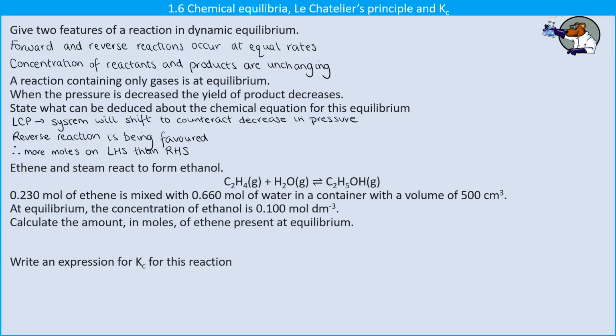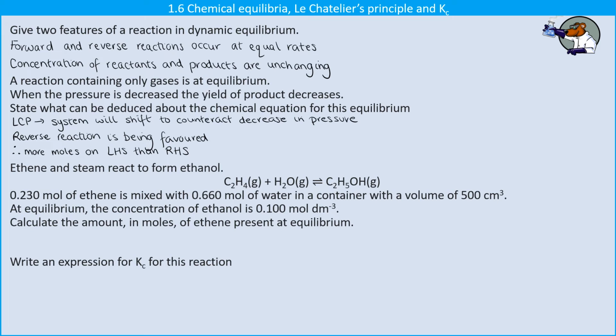Ethene and steam react to form ethanol. 0.23 moles of ethene is mixed with 0.66 moles of water in a container with a volume of 500 centimetres cubed. At equilibrium, the concentration of ethanol is 0.1 moles per decimetre cubed. So even though we're talking about gases, since this is a year 12 question, we're still thinking in terms of concentration and Kc. Calculate the amount in moles of ethene present at equilibrium.